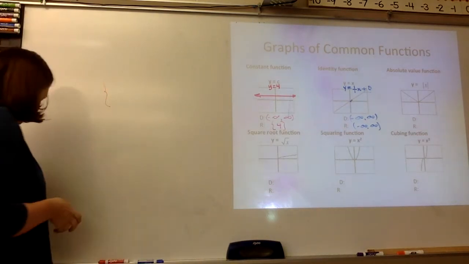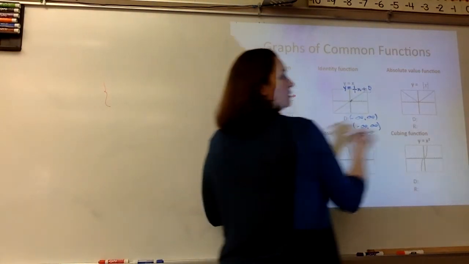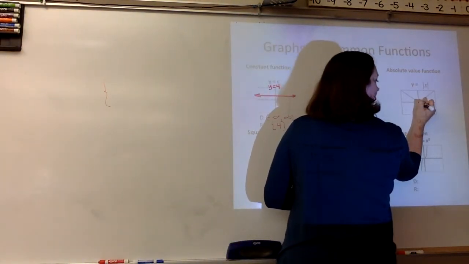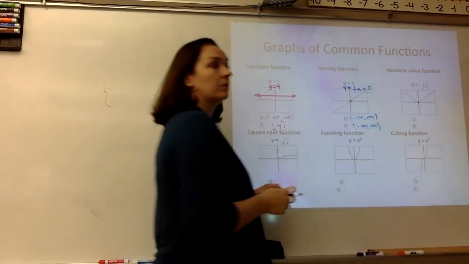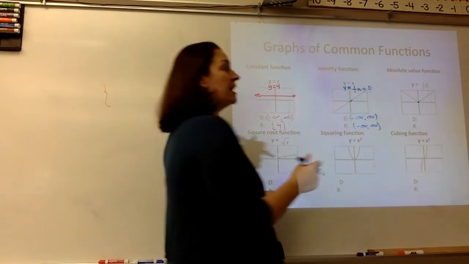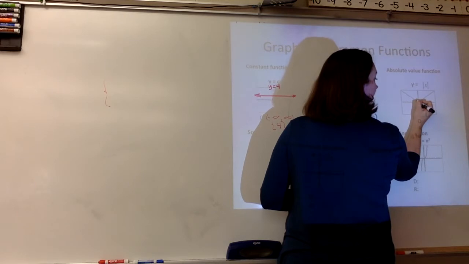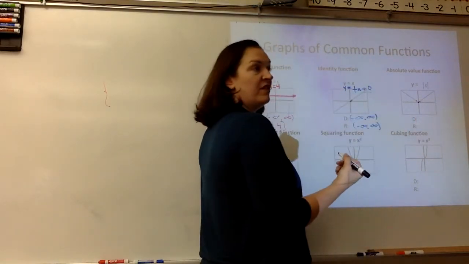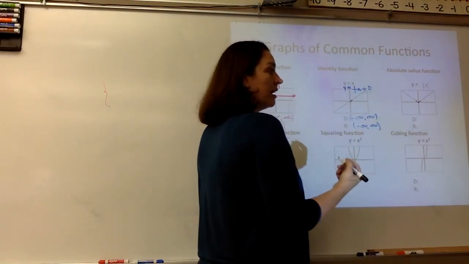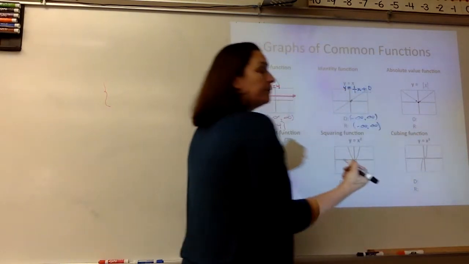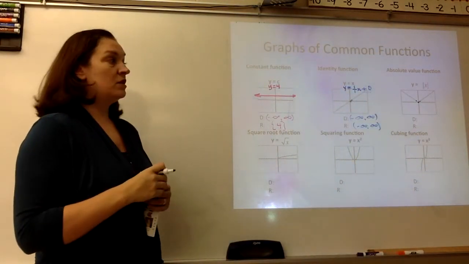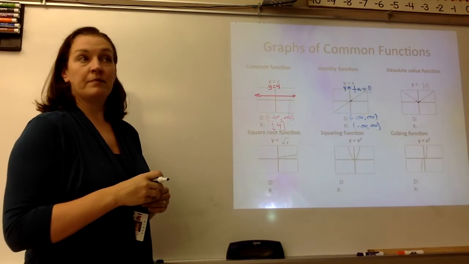Absolute value we talked about in the prerequisite unit. Absolute value is centered at 0, 0. That's one key point. The other key points are going to be go to the right one, up 1, left 1, up 1, and then you can make the V shape. Those are the three key points that you need to know for absolute value.